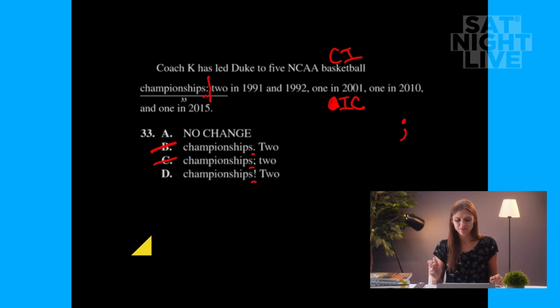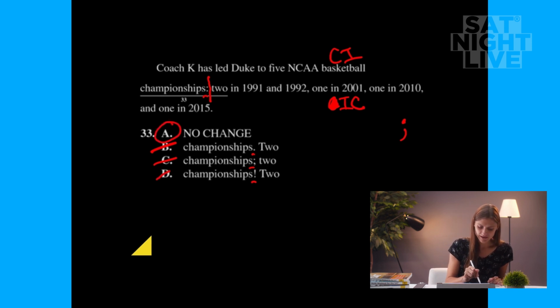But now if we look at the second part, 2 in 1991 and 1992, there's no verb. That second part just can't stand alone, so it doesn't work. And that means choice A is correct. And this is an appropriate use of the colon following a complete sentence, but preceding a list of things. And in this case, it's a list of years when this coach led the team to the championships. So let's try another one.